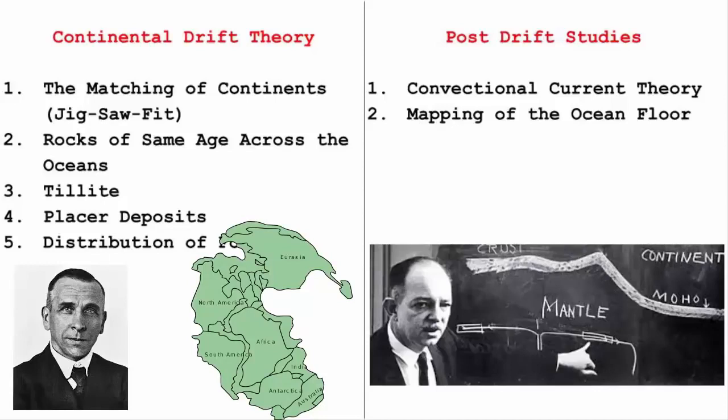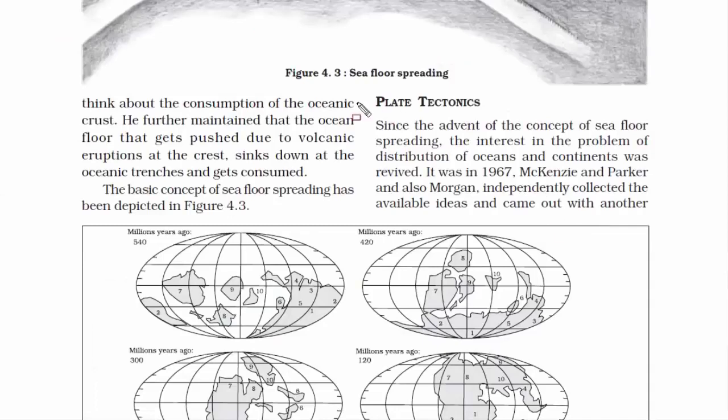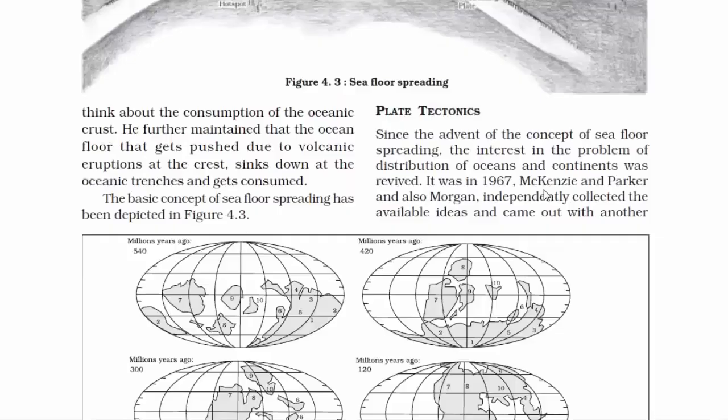Now we have a third concept, which brings us to the topic plate tectonics. Now this is the third concept that tries to answer the questions related to distribution of oceans and continents. The concept of plate tectonics was presented by McKenzie, Parker, and Morgan, 3 people, in 1967, just after 6 years of Hess's sea floor spreading theory.